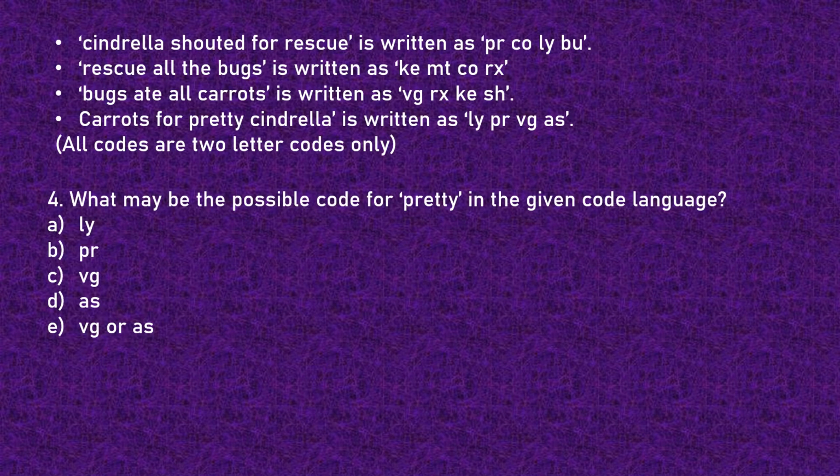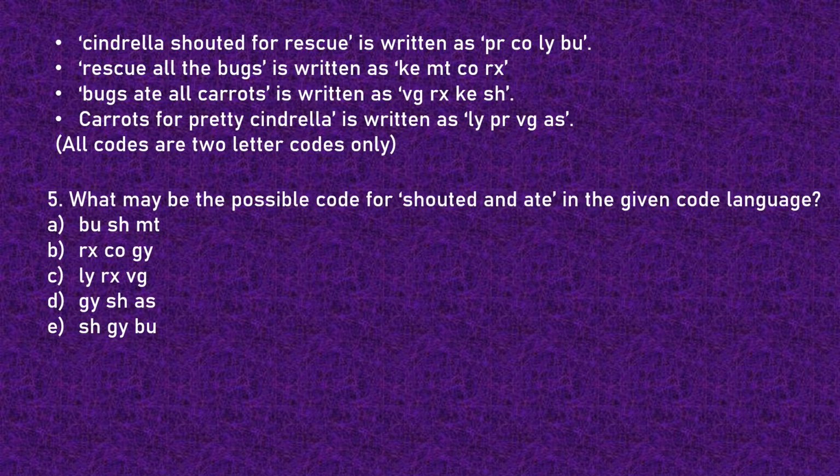What does the fourth question say? What may be the possible code for pretty in the given code language? So you have been asked to find out the code for pretty. If you remember, in the second question, we cancelled out all the terms like "for" and "Cinderella" cancels out with "for" and "Cinderella" here. So what are we cancelling out? We are cancelling out LY and PR. So that goes. Now only carrots and pretty are left. So carrots cancels out with carrots here. So I can see VG and VG cancelling out. So what are we left with? We are left with AS, and that will be the code for pretty, that is AS.